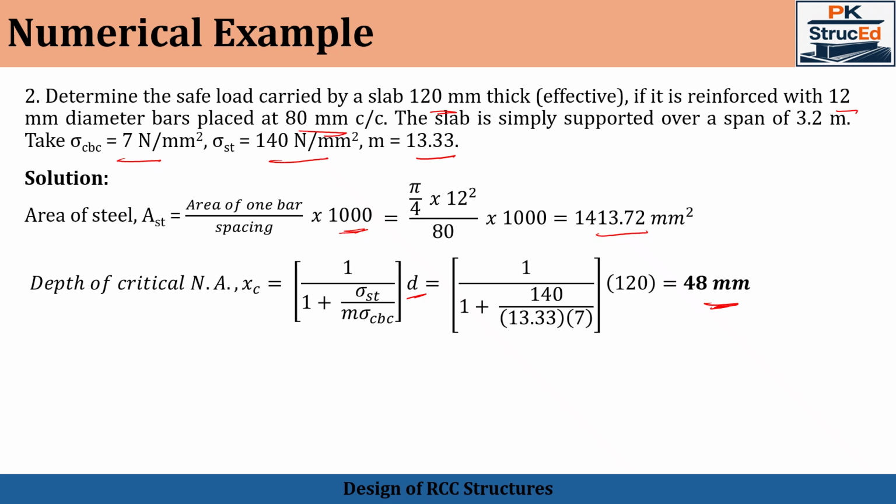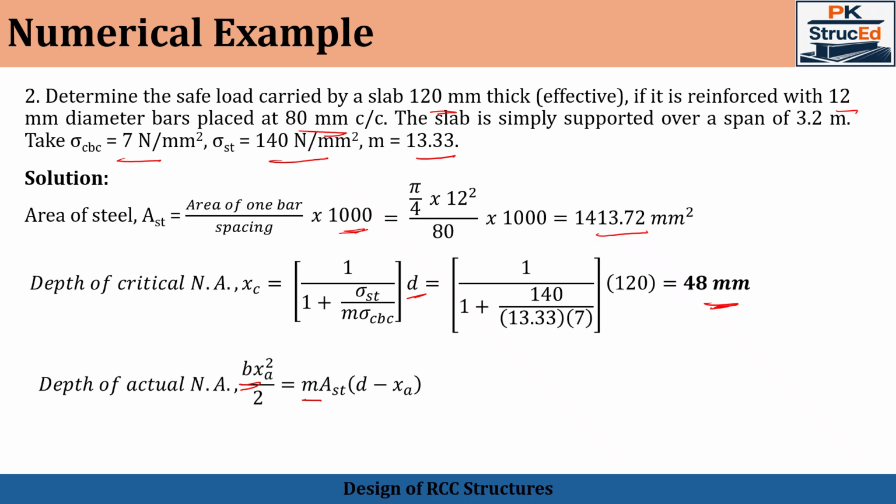Now for calculating the depth of the actual neutral axis, we'll use the same relationship: Bx square by 2 will be equal to m into ast into d minus x. Again, instead of x, we'll be using the term xa in order to differentiate the actual depth of the neutral axis from the critical one. So here B is known, the width of the section, since we are taking it for 1 meter length only, so B will be taken as 1000 mm. XA only we need to calculate.